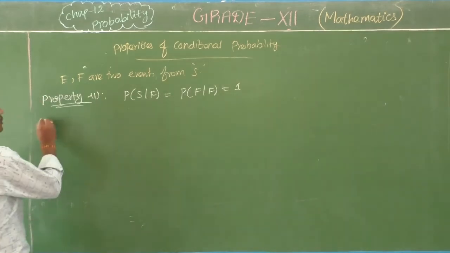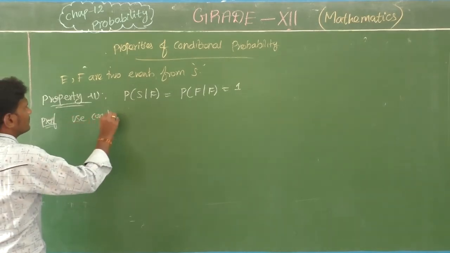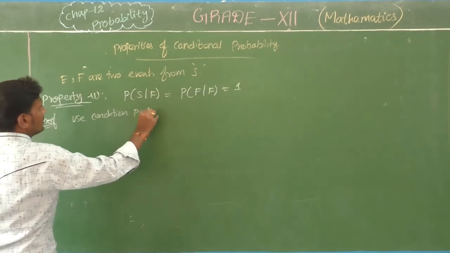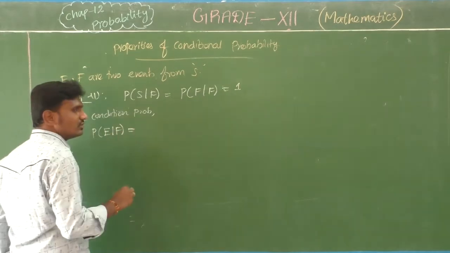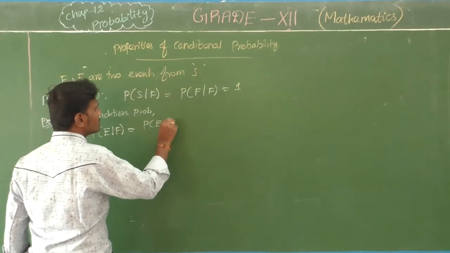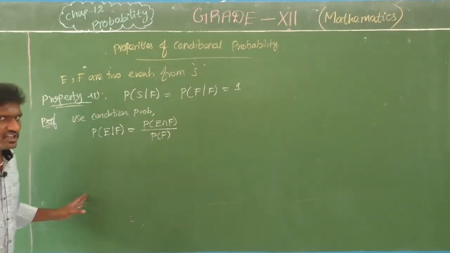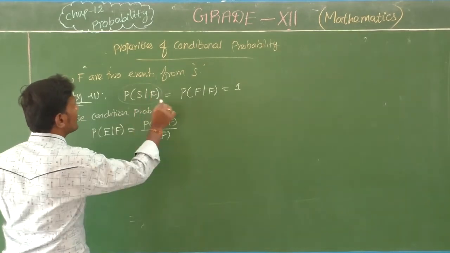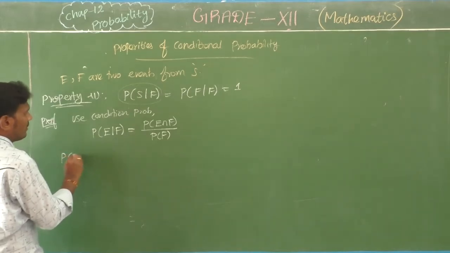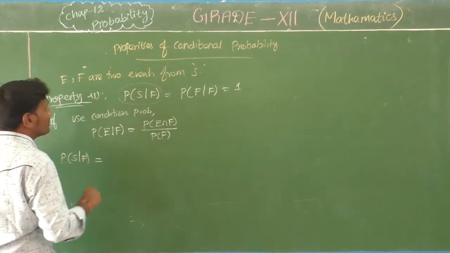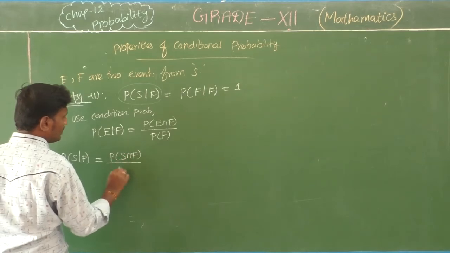Okay. Now coming to the proof, use conditional probability. What is that conditional probability? You know that formula? P of E by F, which is equal to P of E intersection F whole divided by P of F. So this is the conditional probability, no? So use the conditional probability. I am going to take these two to get the answer equal to 1. Okay. So P of S by F is equal to P of S intersection F whole divided by P of F.